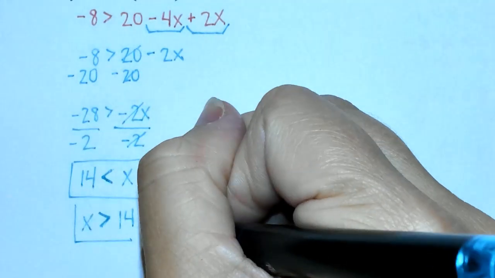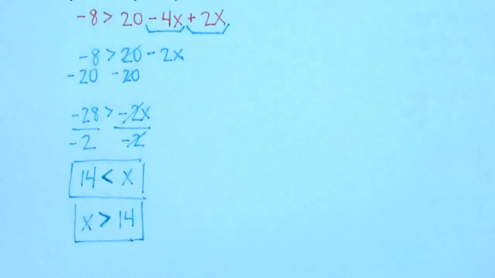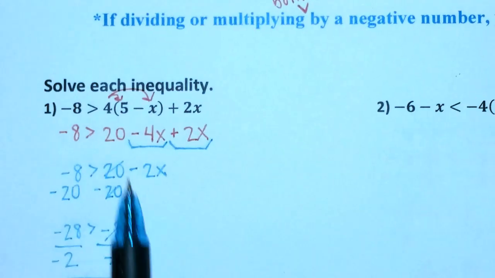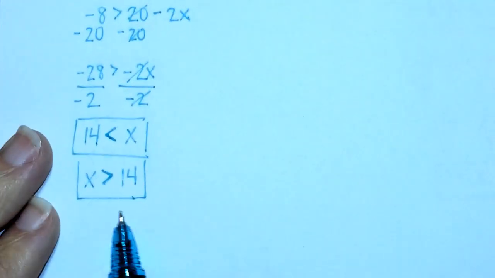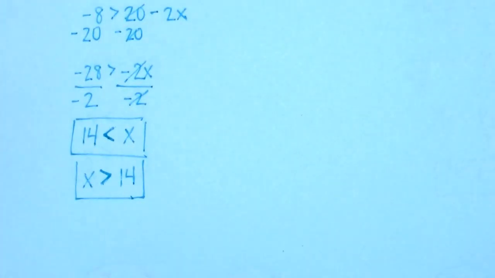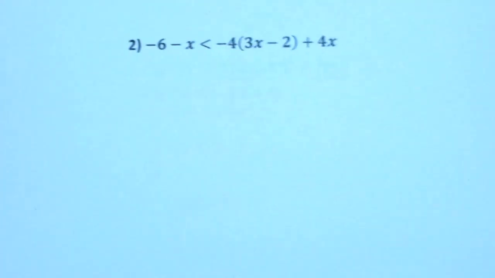Now with inequalities, we do not write the number of solutions, right? So we don't do one solution, infinitely many solutions, or no solution. The reason for that is because what this is telling me is that x can be any number that is greater than 14, and it will make this statement true. So x can just be any number that is greater than 14. Okay, I'm going to move on to number 2.